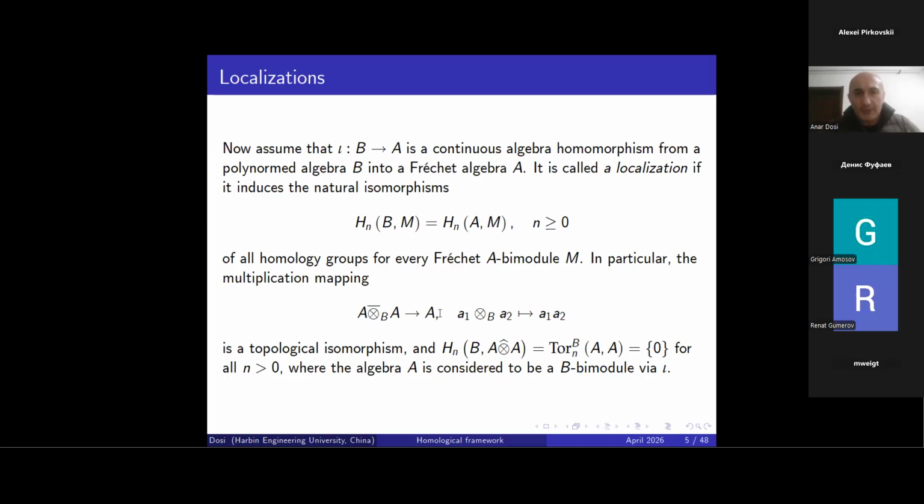In particular, you can apply the tensoring of an inductive tensor product, so A over B tensor A will be A up to a topological isomorphism. In particular, we have this one.